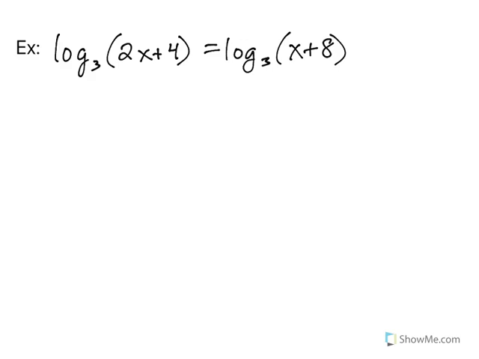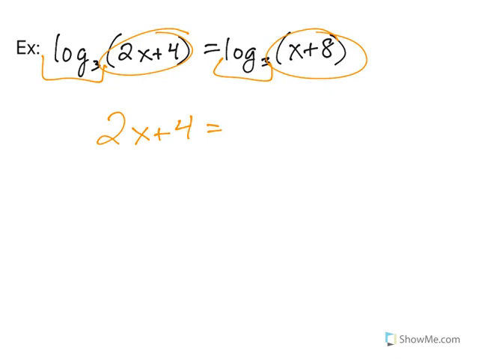Okay, and now I have the log of 2x plus 4 base 3 equals the log of x plus 8 base 3. Both base 3, so the arguments must be the same. So 2x plus 4 must equal x plus 8.